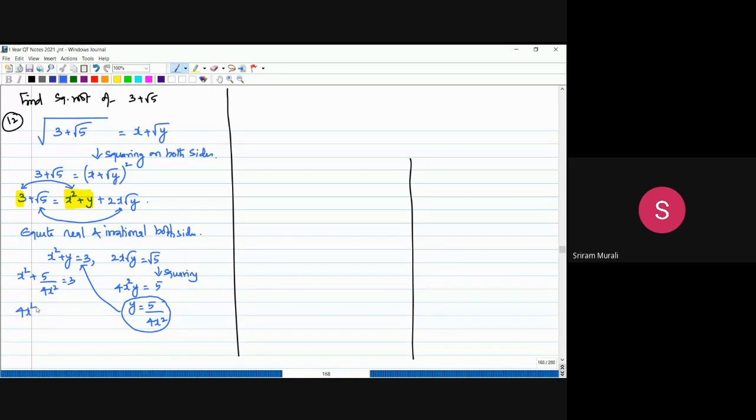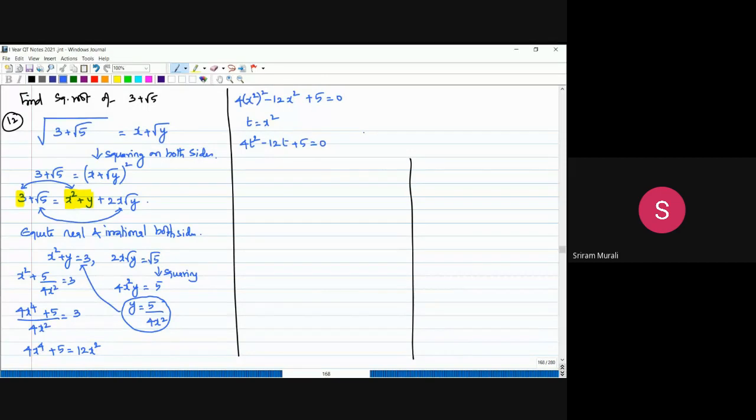So 4x power 4 plus 5, divided by 4x square, is equal to 3. Multiplying 4x square on both sides, 4x power 4 plus 5 is equal to 12x square. Now this is in the form of a quadratic equation. I write x power 4 as x square the whole square, minus 12 into x square plus 5 equal to 0. I take t as x square. So 4t square minus 12t plus 5 is equal to 0.